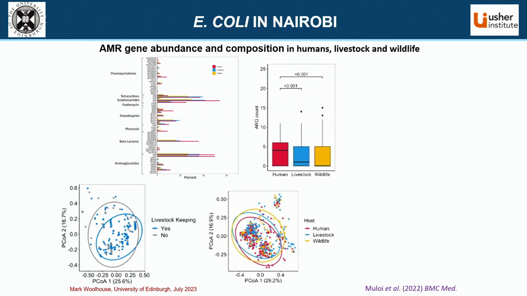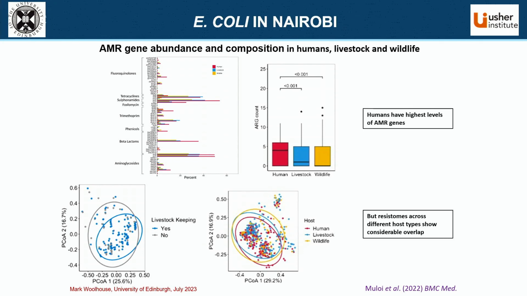And we did another analysis too, which is these are all human resistomes, but compared with whether or not the household has livestock or not. And there's not a huge difference, as you can see. So that doesn't seem to be having an enormous effect. So humans have the highest levels of AMR genes, which is actually consistent with them being the main source of antimicrobials in this system, although the livestock in particular are definitely treated, particularly poultry, with high levels of antimicrobials in that environment. But the resistomes across the different host types are really overlapping a lot. So there is a resistome of Nairobi that is quite clearly characterizable.